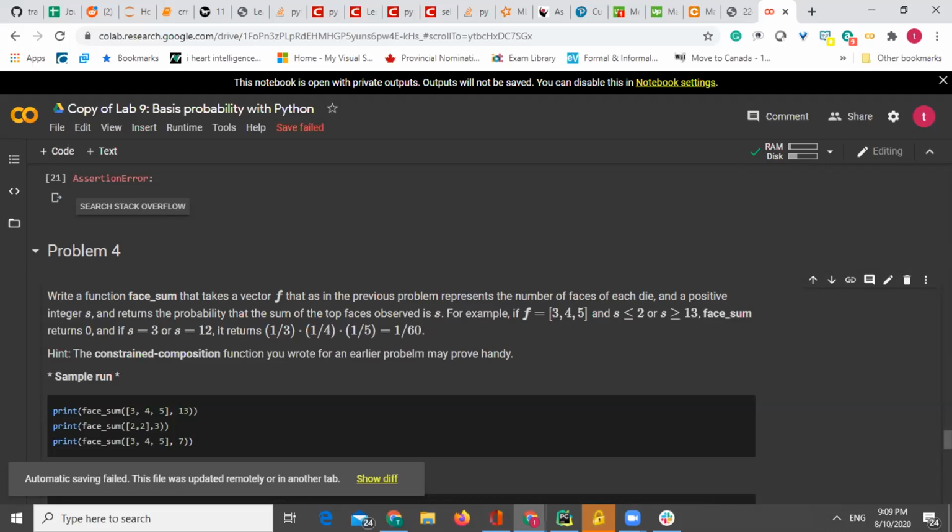The constraint composition function you wrote for an earlier problem may prove handy. Constraint composition function. Okay. The function we wrote above applied to the larger space.